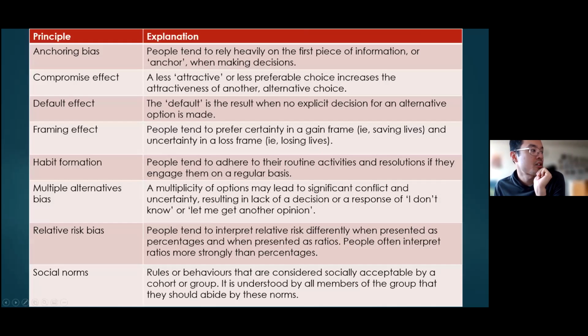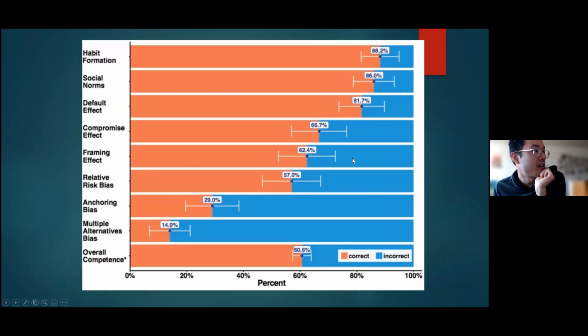Yeah, so these are the different biases, and I'll come back to the slide, but I just want to show you how the 93 residents did. And we're pretty good at some biases, but we're really bad at the multiple alternatives bias, anchoring bias, framing and relative risk. And this got me thinking about medical education and the multiple alternatives bias, especially. We love information, especially as internal medicine docs. But sometimes more information does not help patients.